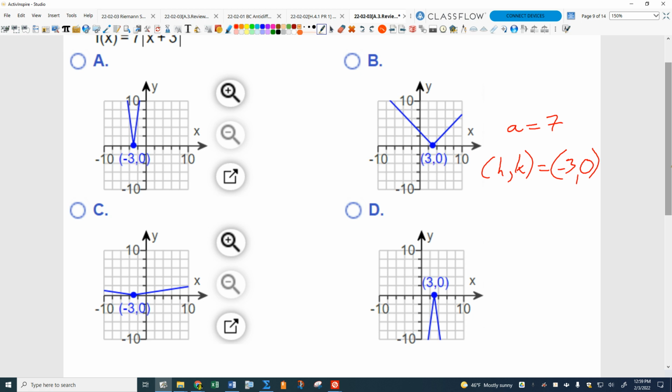B and D don't work, do they? Wrong vertices in B and D. So which one is it then, A or C? It's A, isn't it? Because it has to be stretched by a factor of 7.